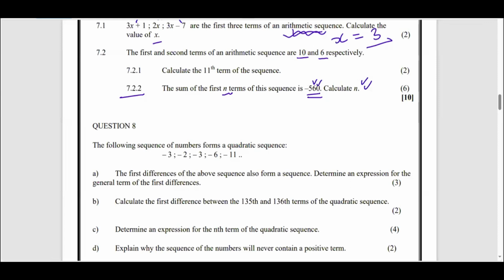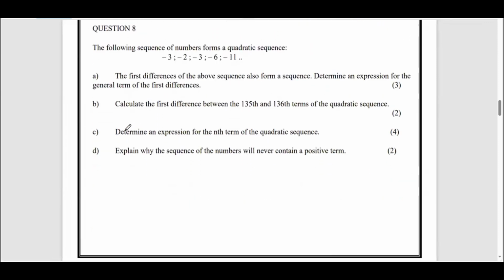Okay, so then question number 8. I think this should be the last one for this worksheet. The following sequence of numbers forms what we call a quadratic. The first differences of the above also form a sequence, which should be linear or arithmetic. Determine an expression for the general term of the first differences.